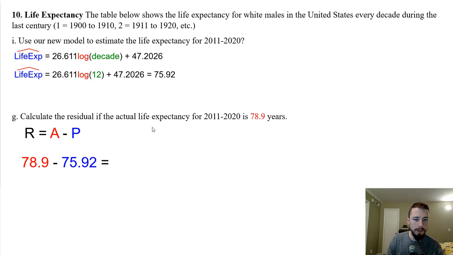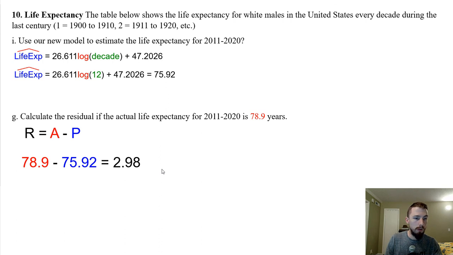All right, calculate the residual. If the actual life expectancy was 78.9, which I looked up, that's actually the current life expectancy for white males, in America at least. So the residual is equal to the actual minus the predicted. So the actual we said was 78.9 minus the predicted, which was 75.92, which would give us a difference of a positive 2.998. So the current life expectancy for white males in America is higher than what we would have predicted based on the data that we had before, which is interesting.